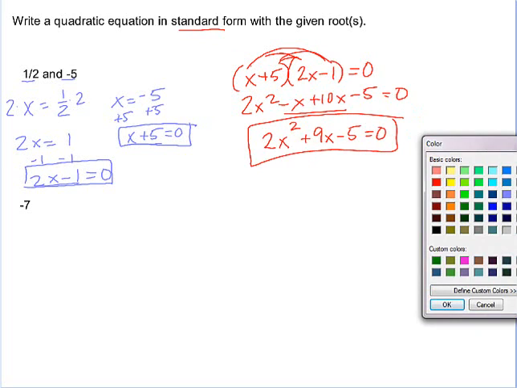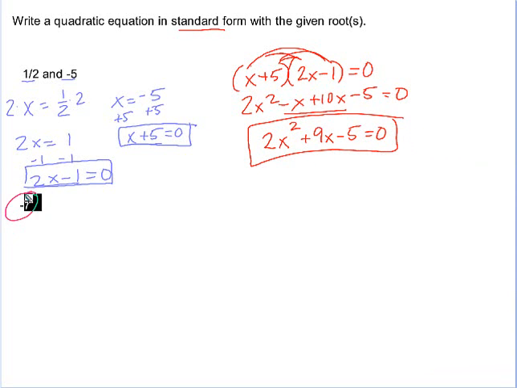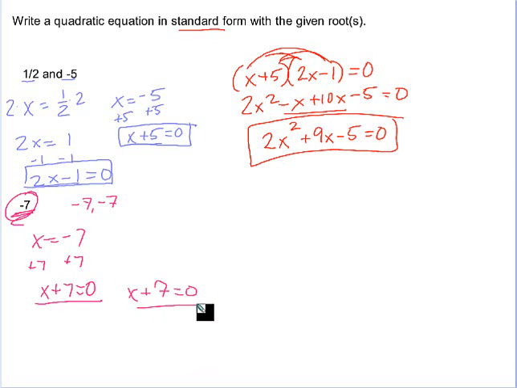All right, one more problem that's similar. This time we have the root -7. And what we have to keep in mind here is that when we just have one root listed, that means that we had -7 twice. So x equals -7. To get this equal to 0, we'd add 7. So it's x plus 7 equals 0. Which means both of our equations here said x plus 7 equals 0.